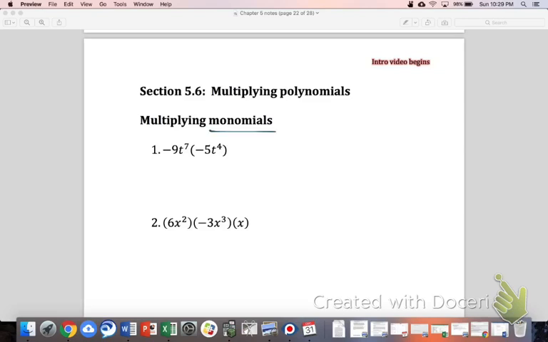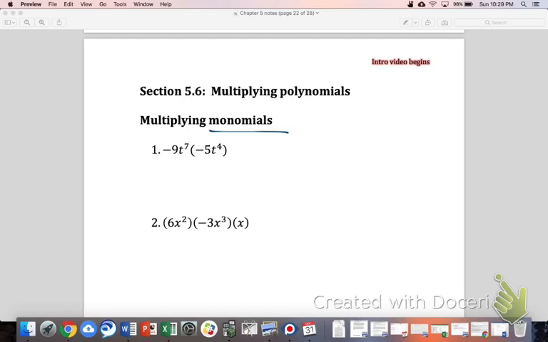And so we're going to do these first couple of examples together. As we've seen with exponents and polynomials, it's really important that we understand and correctly identify what is a base and what is an exponent and what that means for what we're going to be doing. So we're multiplying here, number 1, negative 9t to the 7th times negative 5t to the 4th.